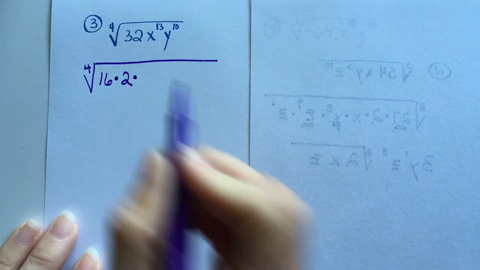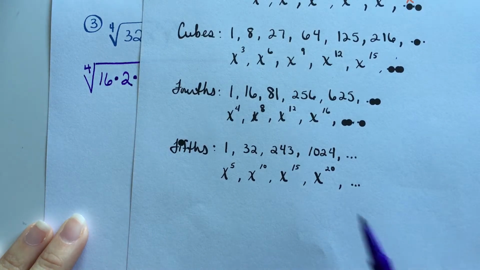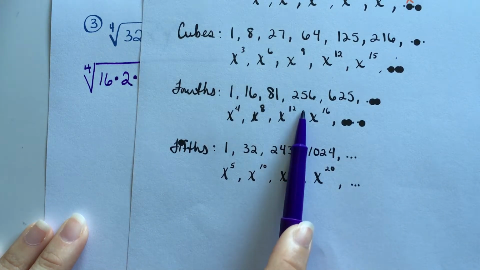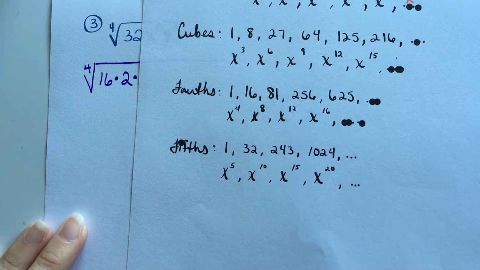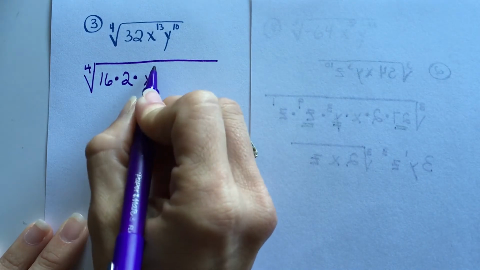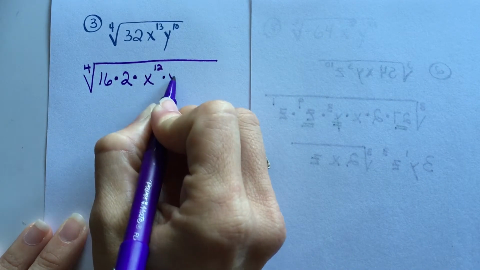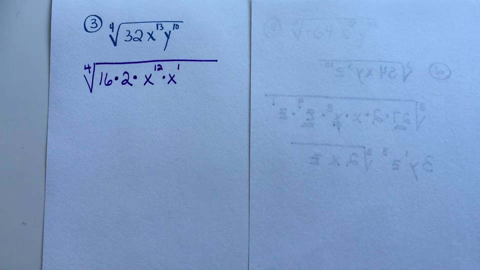Okay, now let's look at our x. Now my x is to the 13th power. So a 13th power would fall right here between these two. So it's not perfect. So I drop to the one that's just below it. So that would be the 12th power. So I'm going to rewrite this as x to the 12th times x to the first. Because again, you got to keep your total of 13.